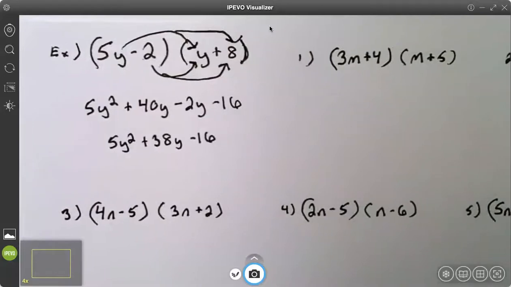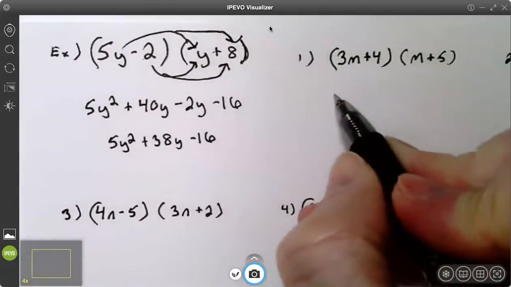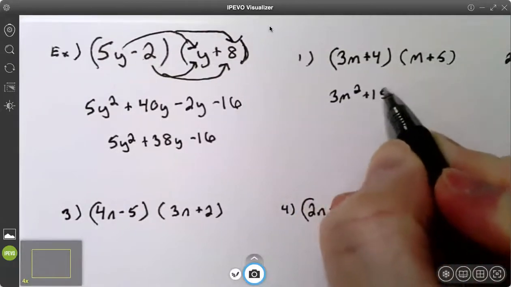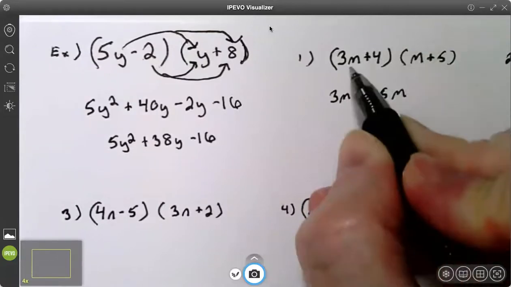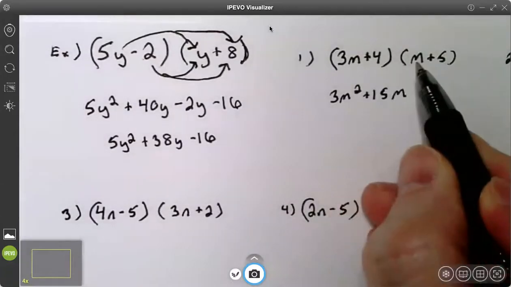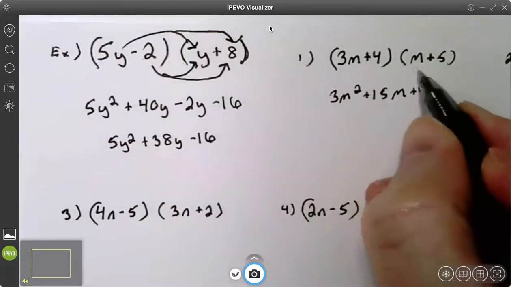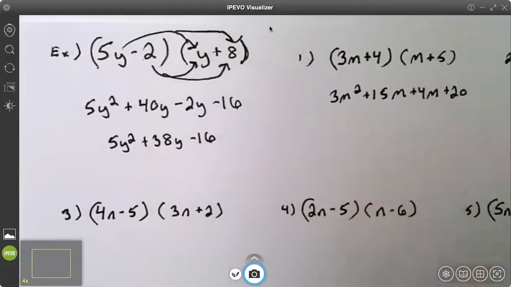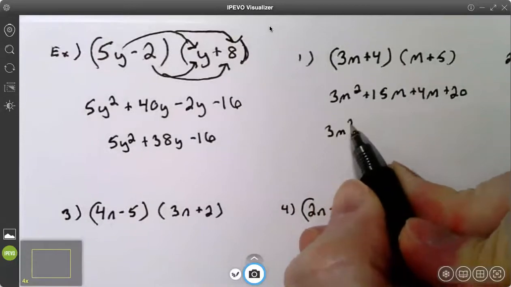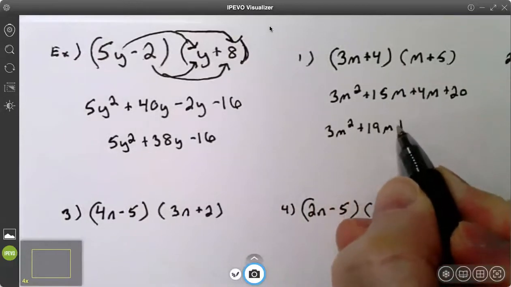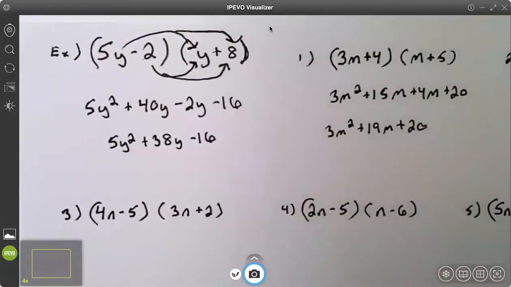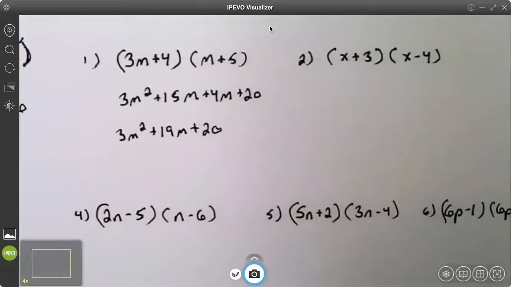On number 1, 3m times 1m is 3m squared. 3m times 5 is 15m. I have multiplied the 3m times the 1m and times the 5. Now I'm going to distribute my 4. 4 times m is 4m, and 4 times 5 is 20. Combine like terms in the middle. You get 3m squared plus 19m plus 20. A trinomial, degree of 2, leading coefficient of 3.